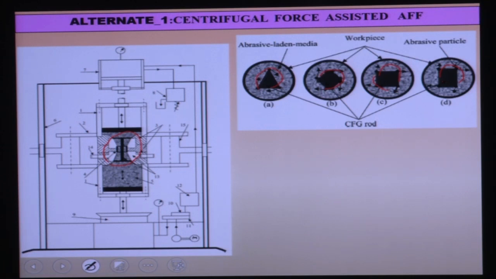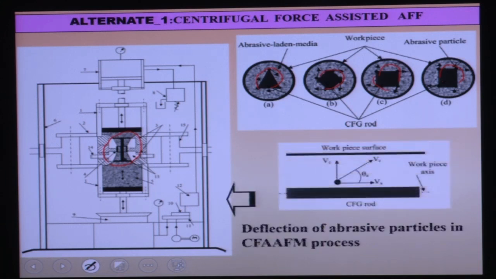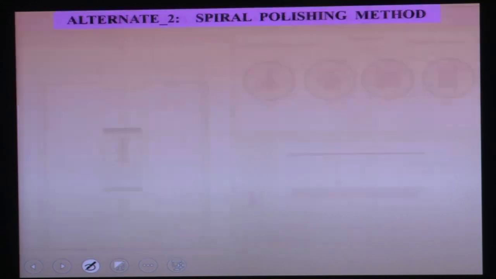Because of the centrifugal force of this rod, what happens? A tangential force is generated. This tangential force acts to remove the surface undulations from the workpiece surface. So you can see this tangential force is generated, which helps in removing surface undulations.